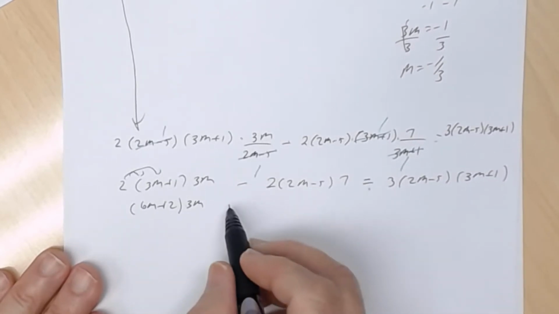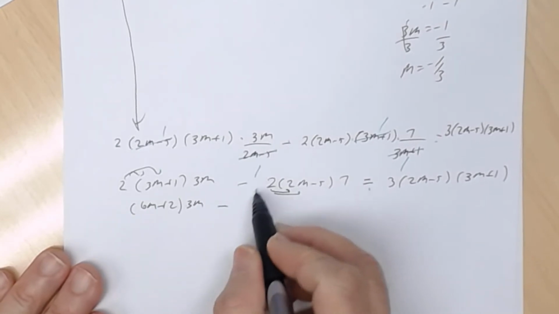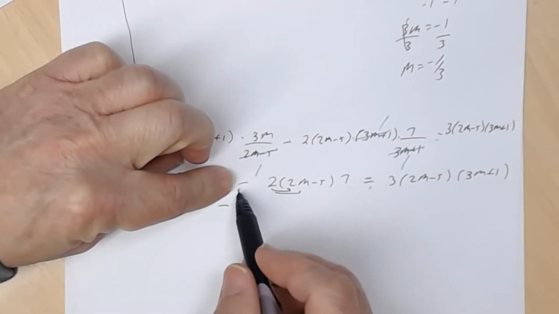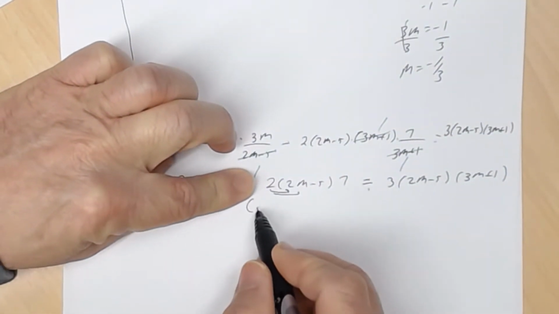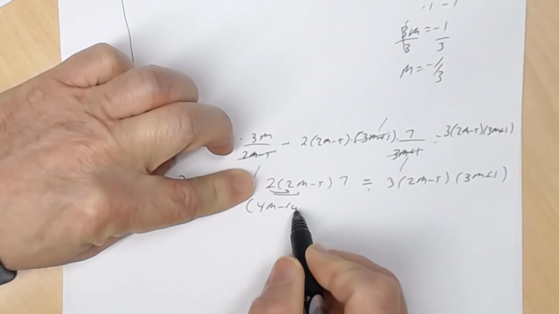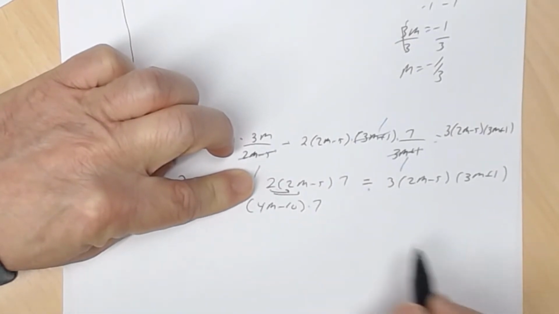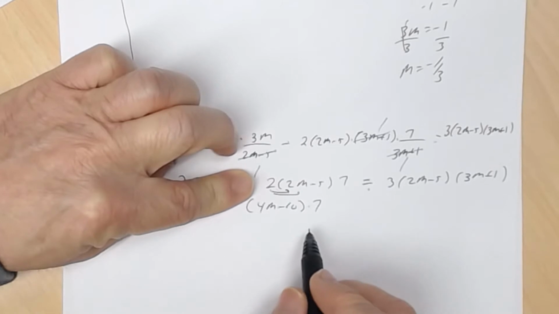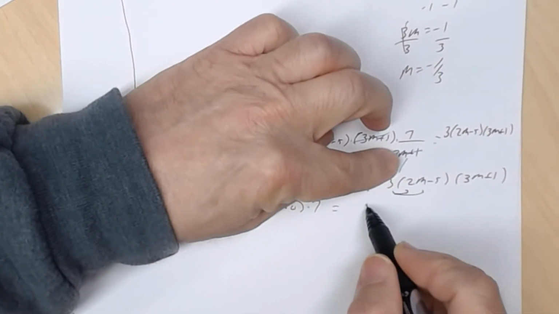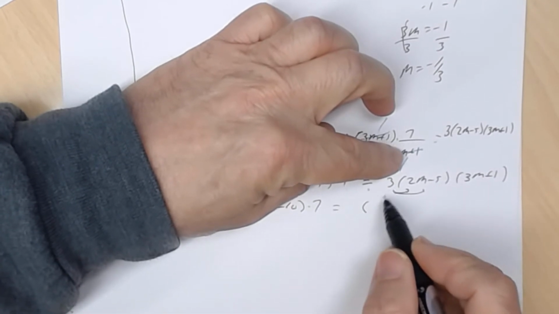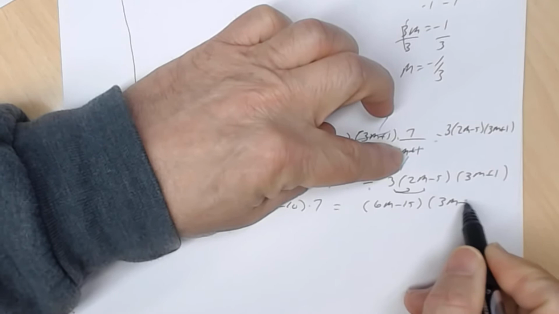Minus, and then let's do the same thing here. Let's put that in parentheses. Just leave this as minus for right now. So just distribute the 2. That's 4m minus 10. You agree with that? And that's being multiplied by 7. Just write what you see. Equal. Same thing here, just distribute this. You get 6m minus 15 times 3m plus 1.